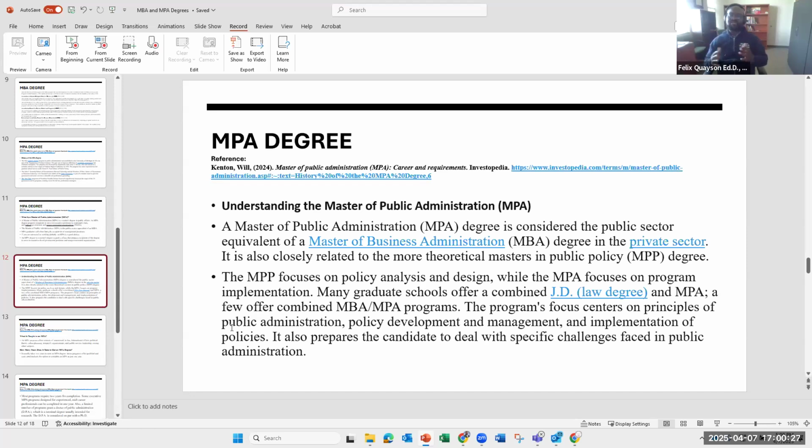Those programs really focus on the principles of public administration, public policy development and management, and implementation of policies. It also prepares those who graduate with those degrees to deal with specific challenges faced in public administration.